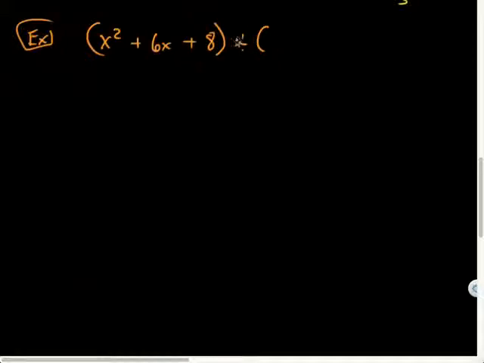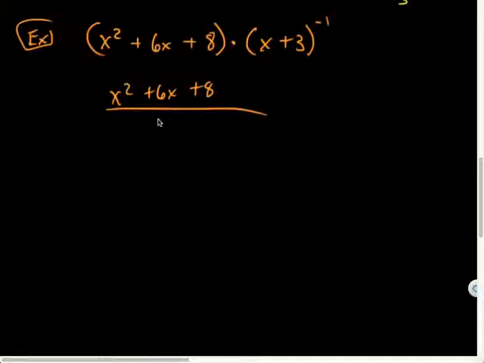Or even check out this way I could write it, and your book's going to write it this way sometimes. I could also multiply it by x plus 3 all to the negative 1. Because what does the negative 1 tell us to do? We're over 1. Yeah, move it downstairs. So then it becomes dividing by x plus 3. I just want to point out that all of that means the same thing. So x squared plus 6x plus 8 all over x plus 3.